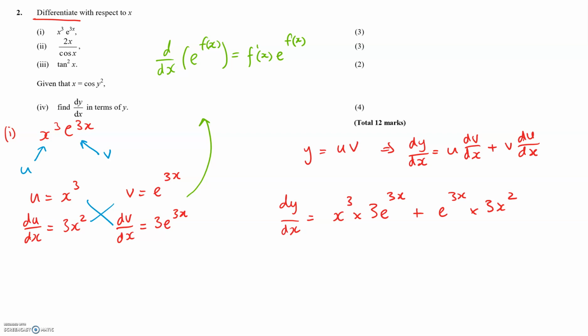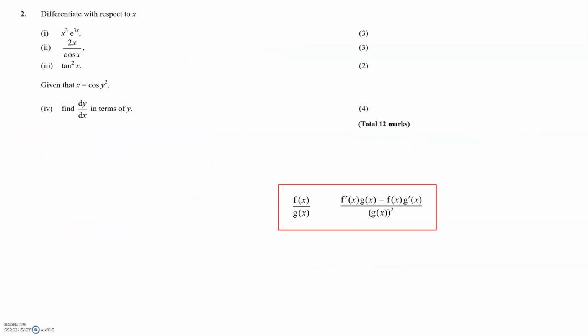I could write this slightly nicer and just put it like this. So I'd say 3x cubed e to the 3x plus 3x squared e to the 3x. If you wanted to, you can factor out 3 and e to the x or whatever you like, but you could leave it like that. So that is part I. Moving on to part II.